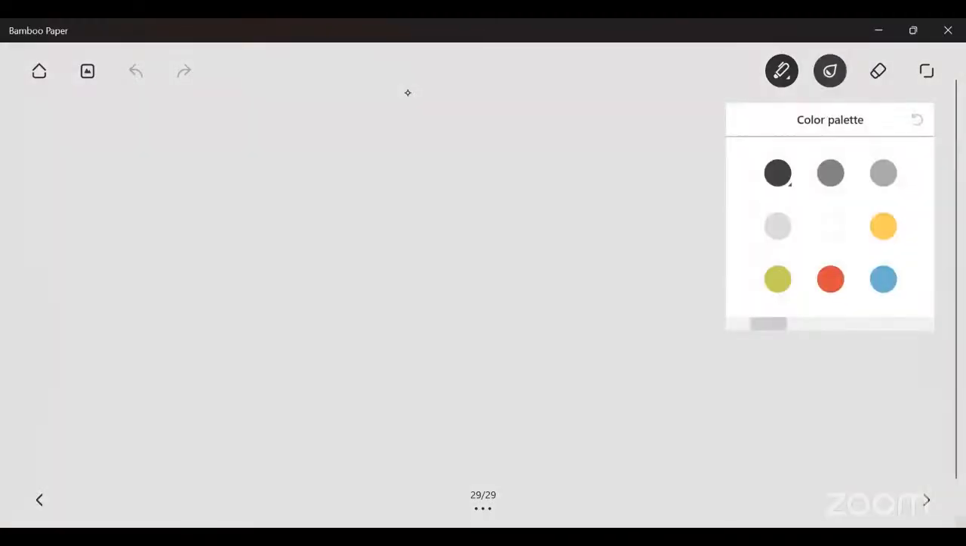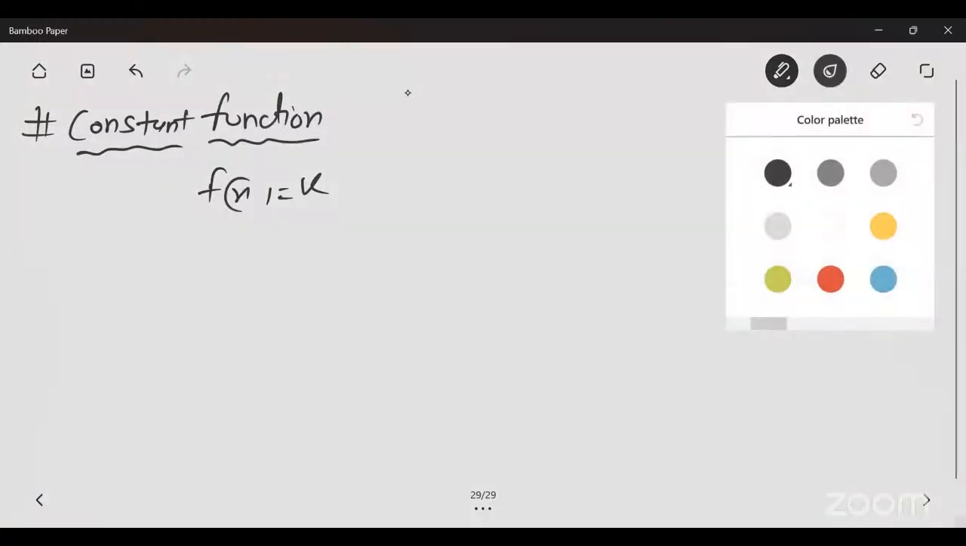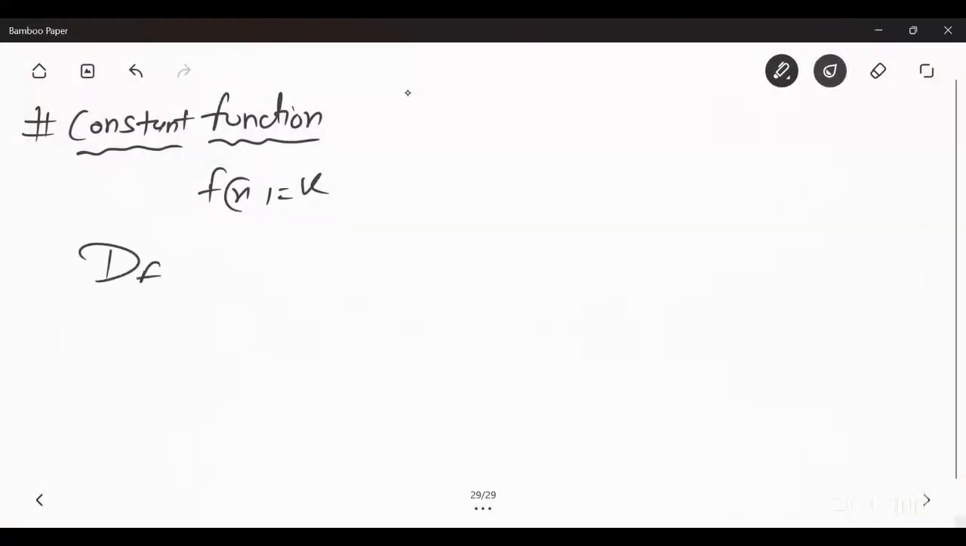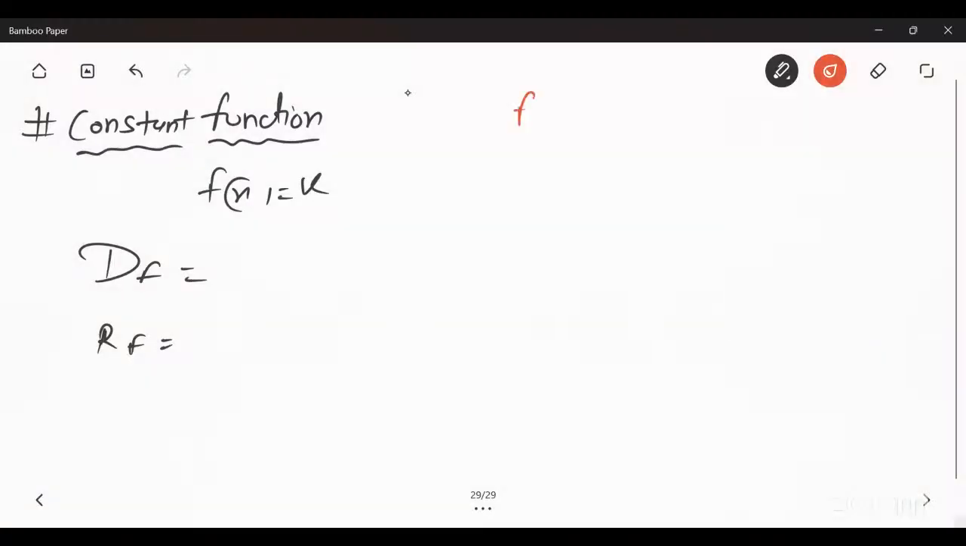Next is constant function. Constant function means a function has a fixed value. Suppose f(x) is equal to k. Now, if you put any number inside x, you will get only one value, that is k. So f(1) is also k, f(-1) is also k, f(100) is also k.